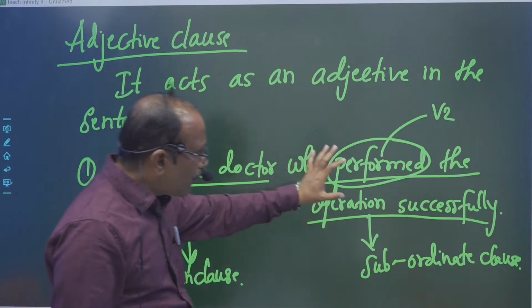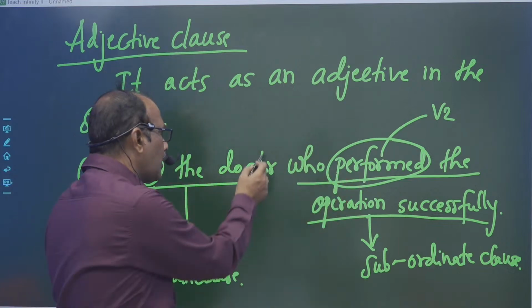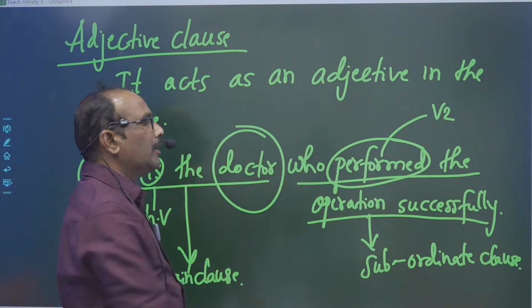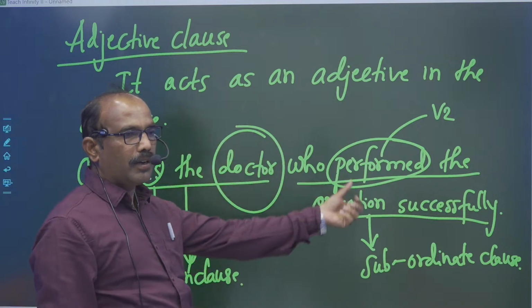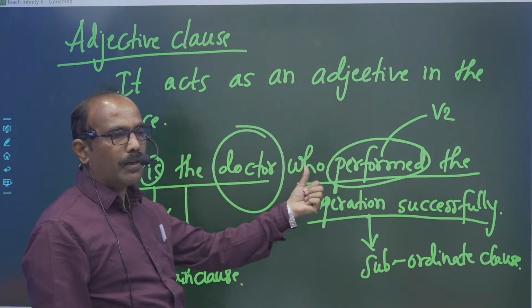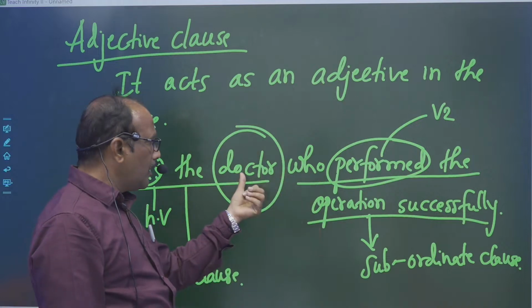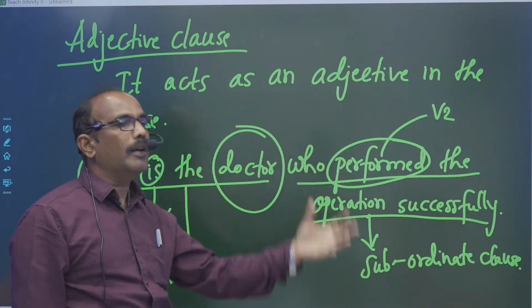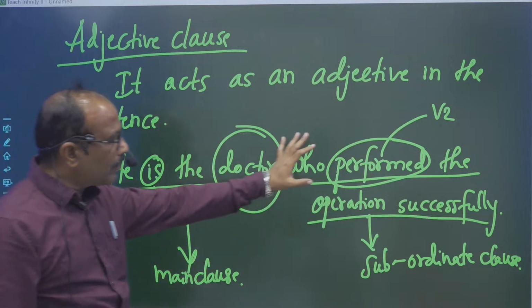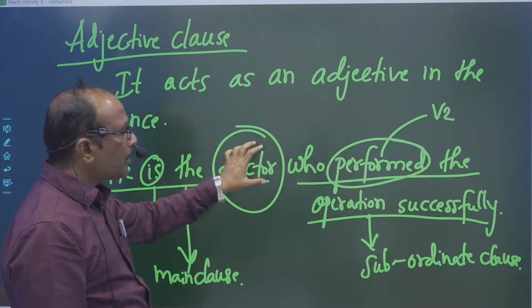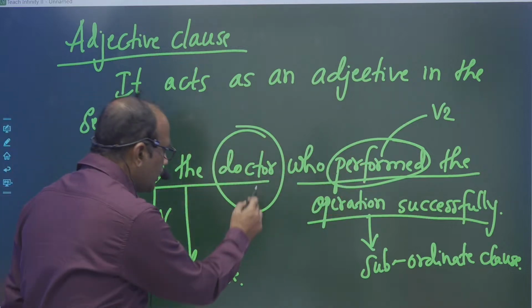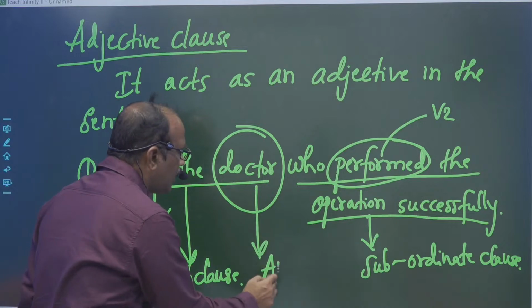And this subordinate clause describes a noun, that is doctor. That is, it gives a description of this doctor as the doctor who completed the surgery successfully. This particular clause explains this particular noun, and this noun is called as antecedent.